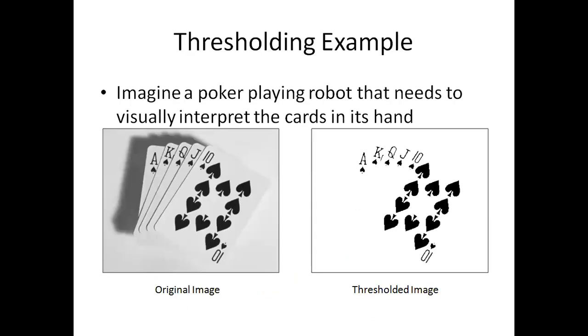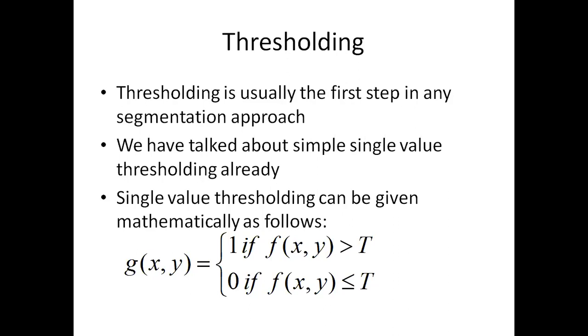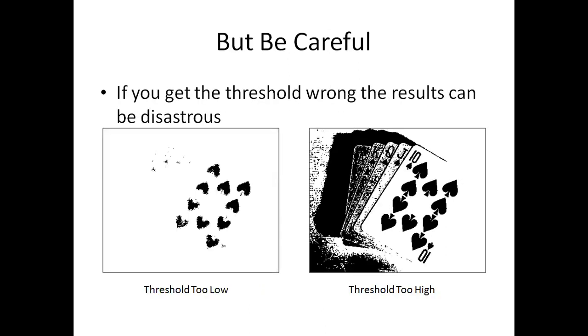This is the original image and this is the thresholded image. For example, a poker playing robot needs to interpret the cards in its hand, but we have to be very careful. If we lower the threshold level, we could not find the image, nothing will come. Similarly, if it is too high, we will get a blurred image. So we should be very careful in choosing the threshold value.